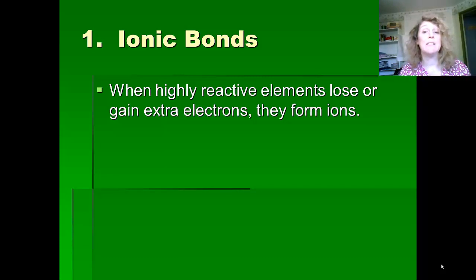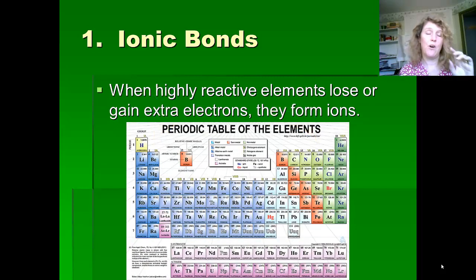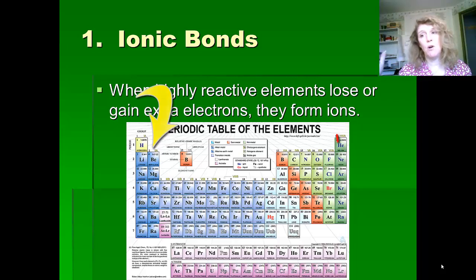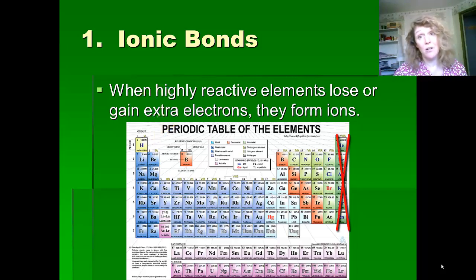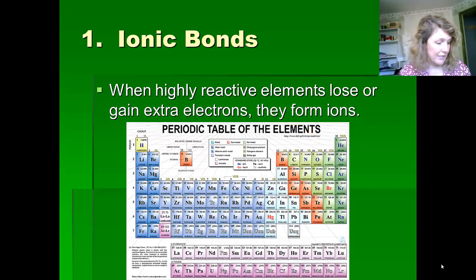Now, highly reactive elements are the ones that are near the edges of the periodic table. So remember, the ones on the far left are very reactive, but not the ones on the far right, because they're the noble gases and they're inert. They stay there. It's the ones next to that, the second and the third and the fourth from the end. Those columns are highly reactive.